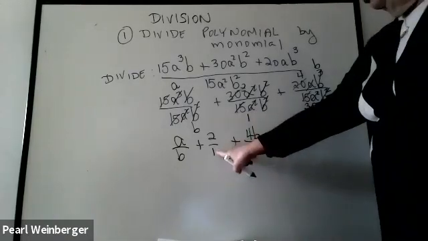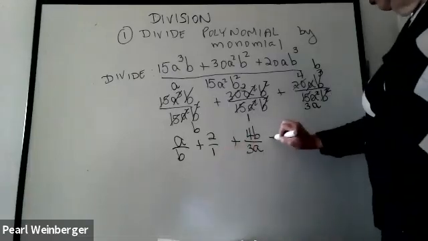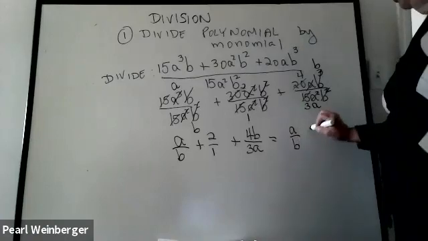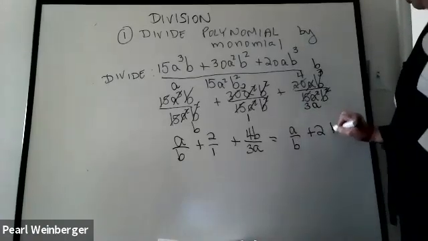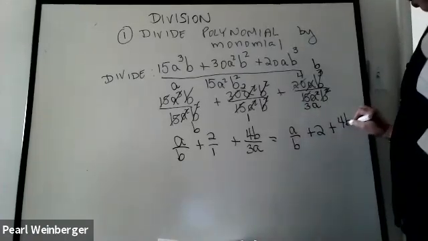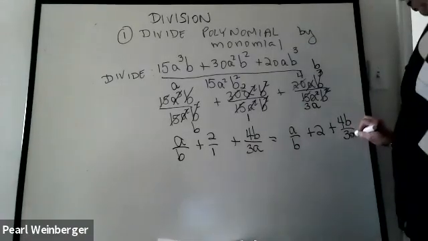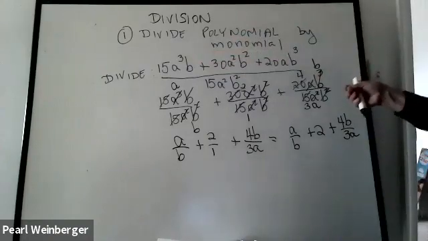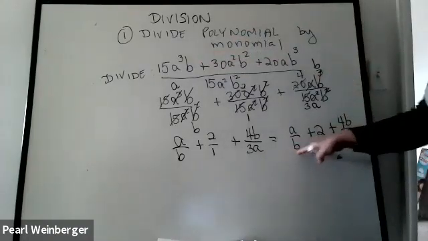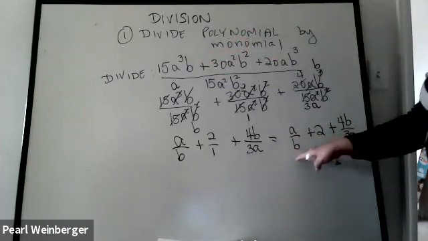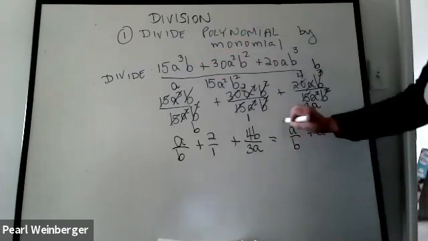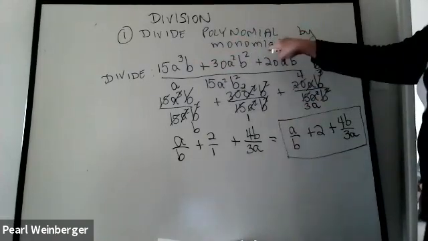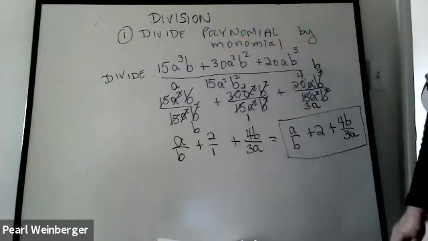Now, this 2 over 1, you could have written also as just plain 2, and then you could write your answer a over b plus 2 plus 4b over 3a. In other words, since we had 3 terms, we had a trinomial that we were dividing, we ended up with 3 fractions in my answer. This is the answer that you get when you divide a polynomial by a monomial.